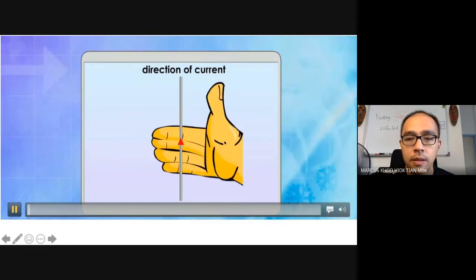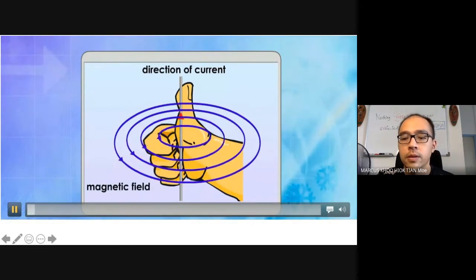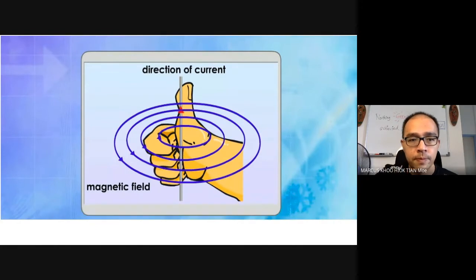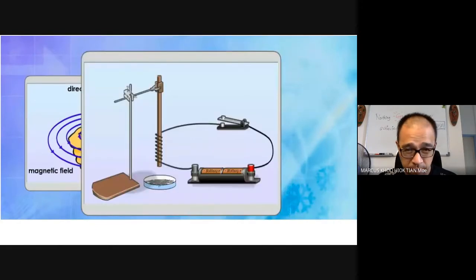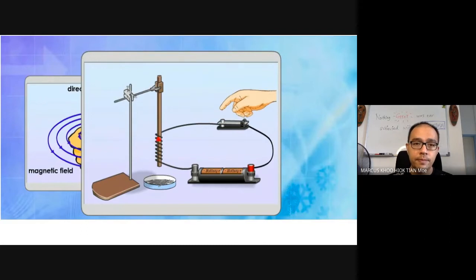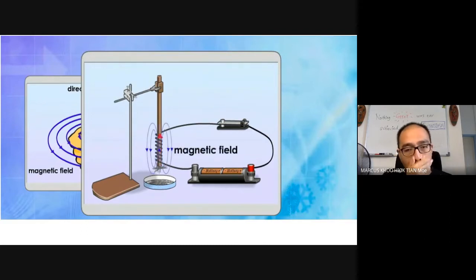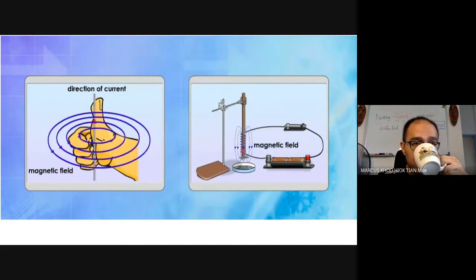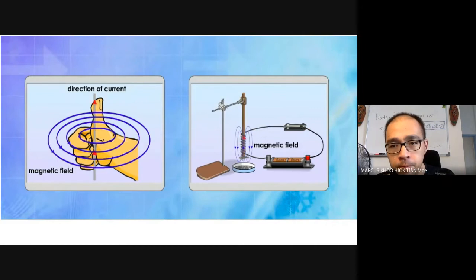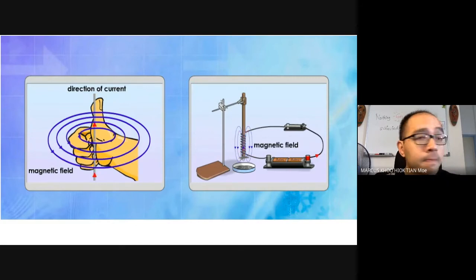Current carrying wire produces a magnetic field in the region around the wire. When current flows in a wire wound round a soft iron core, an electromagnet is produced. We have just seen that electricity can produce magnetic effects or magnetism. Can magnetism produce electricity?